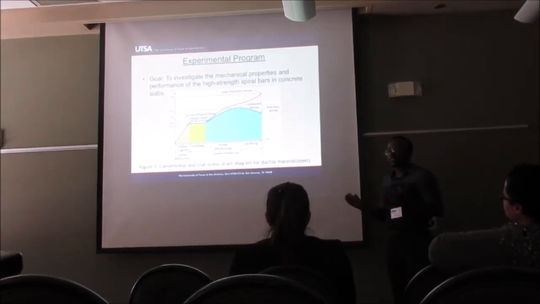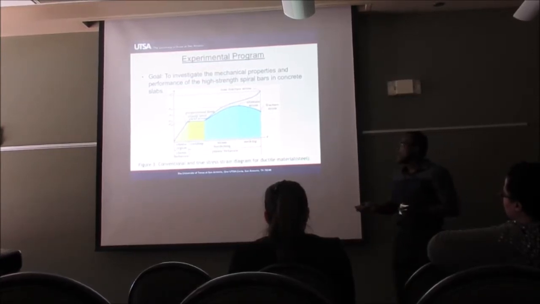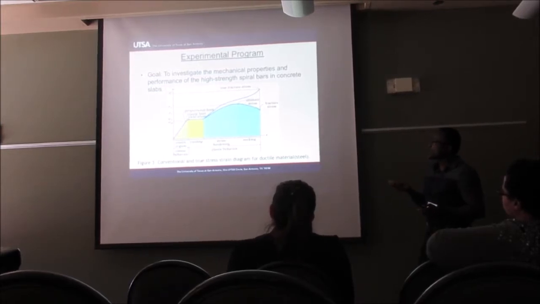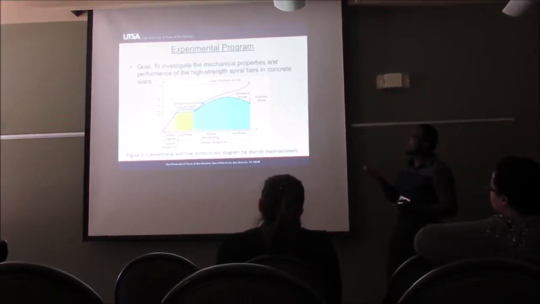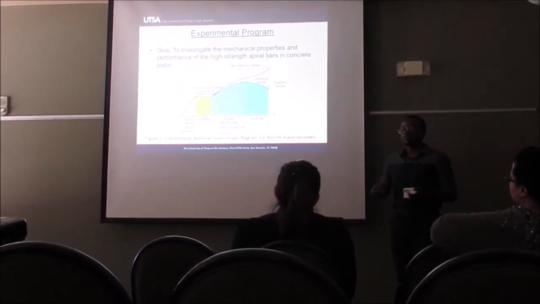So steel has relatively two types of behavior. It has an elastic behavior and a plastic behavior. And the shape of these graphs matters. On the x-axis, we have what we call the strain, and on the y-axis, we measure stress. And that's how we're going to evaluate the behavior of these bars.